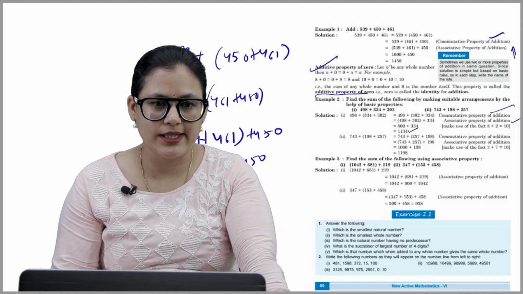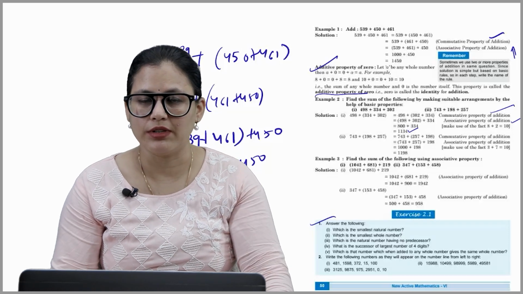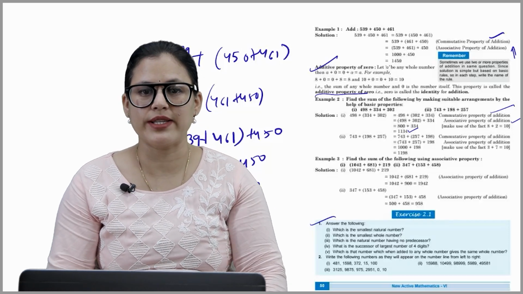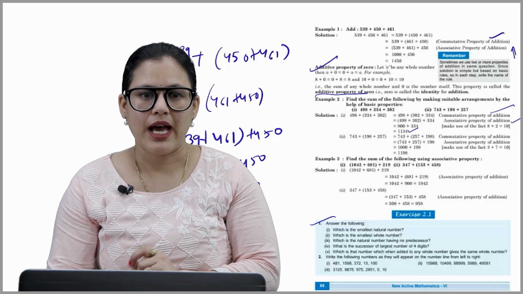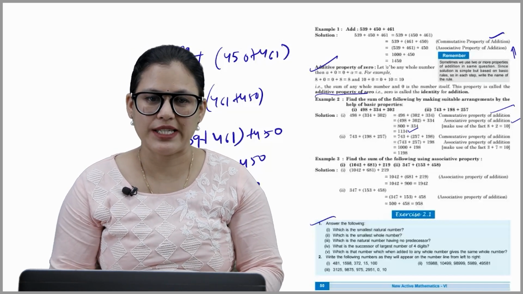Now let's do the exercise. Question number 1. Answer the following. Which is the smallest natural number? You know that very well, the smallest natural number is 1. And which is the smallest whole number? Smallest whole number is 0, right?